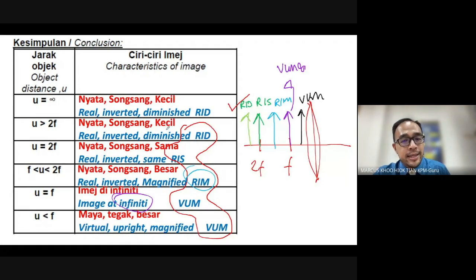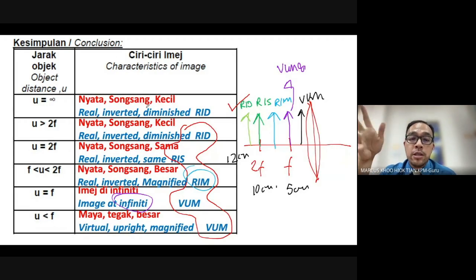Let's say my lens over here, the focal length is 5 cm. So 2F is 10 cm. So if my object is at 12 cm, then you know already, oh, okay, the object is 12 cm means the image is RID, real inverted diminished.